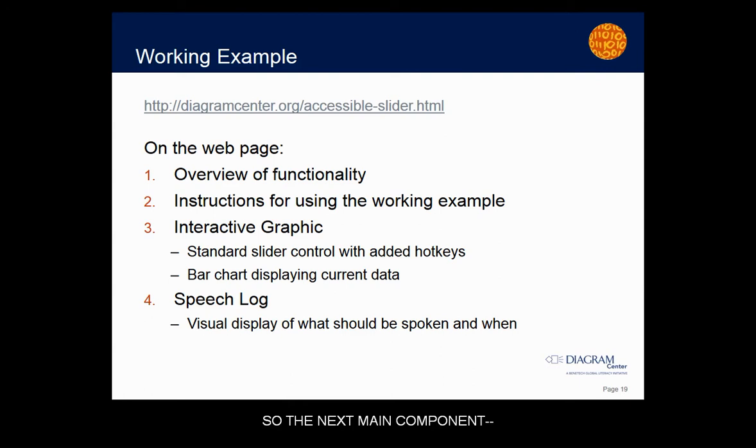So the next main component, the next deliverable that came out of this project is a working example. On the following website, diagramcenter.org/accessible-slider.html. And feel free to go there right now and play with it. I'll also show a live video of it being played with. And on the web page, you'll find an overview of what functionality exists, instructions for using the working example. You'll find an interactive graphic that follows all of the recommendations of the written report.